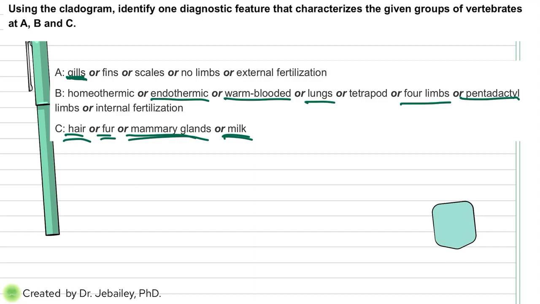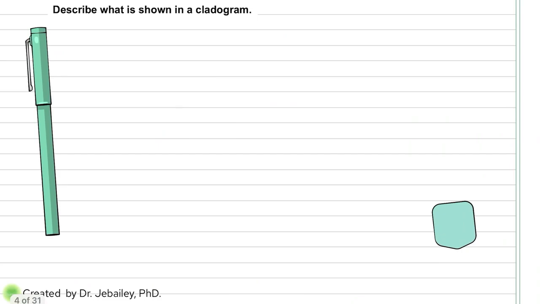That's why I always tell students, always go back and see many of the questions of the previous IB exams, even though they're not going to repeat the questions. But the mark scheme, there's a lot of information there that you can use again. So moving on to the next question, describe what is shown in a cladogram.